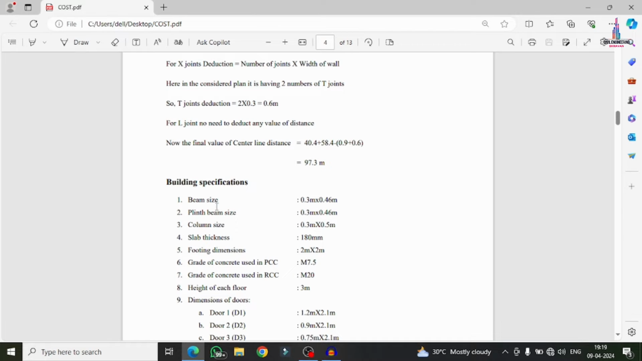Now I will show you the specifications considered for the cost estimation for this project. Beam size I have taken as 0.3 cross 0.46. Plinth beam size is also the same, 0.3 cross 0.46. Column size is 0.3 cross 0.5. Slab thickness is 180 mm. Footing dimensions are 2 meter by 2 meter. Grade of PCC is 7.5. Grade of RCC is M20 grade concrete. Height of each floor is 4 meter.